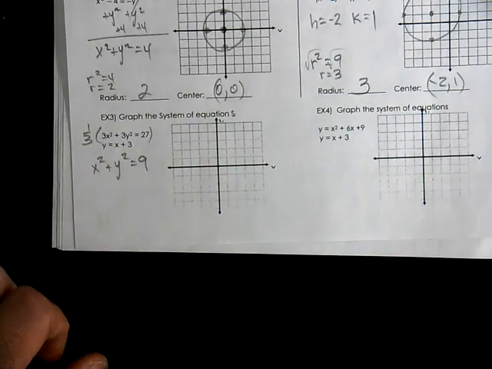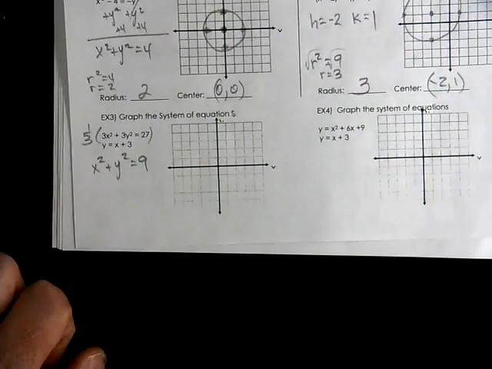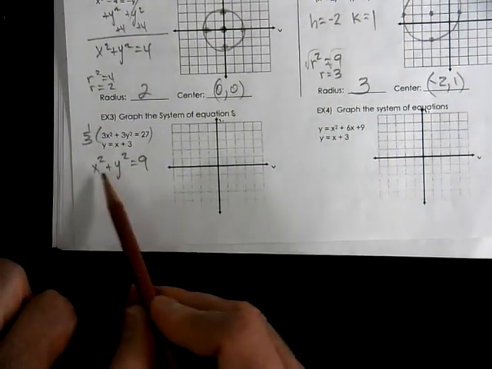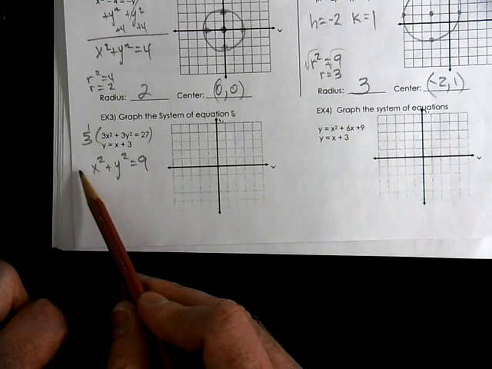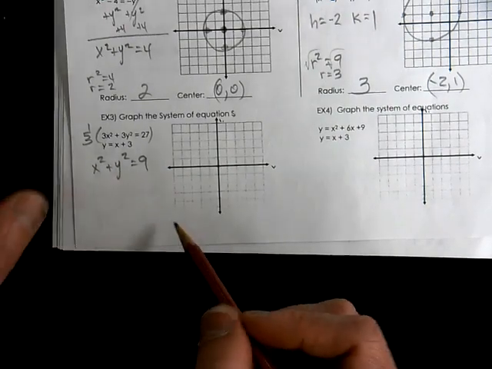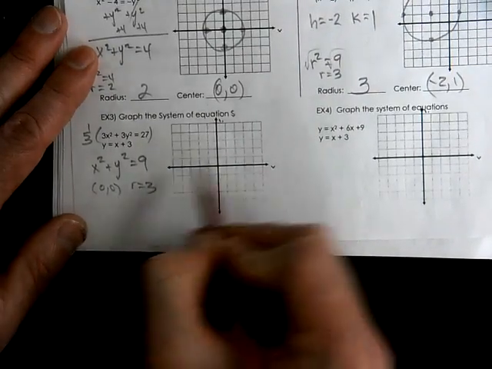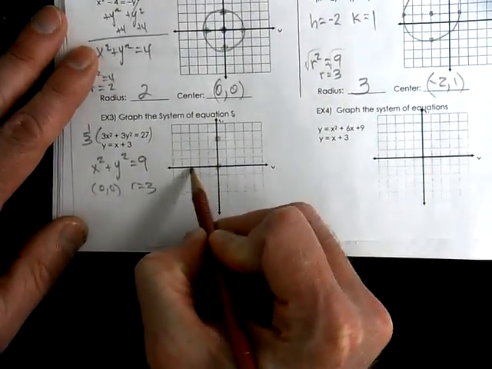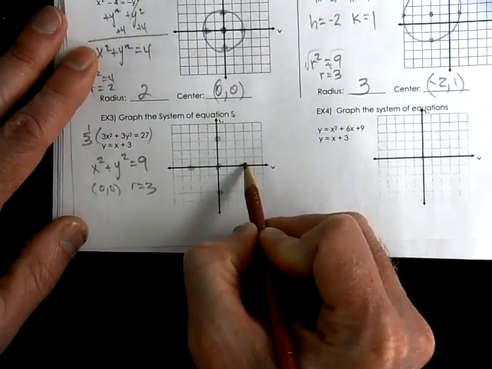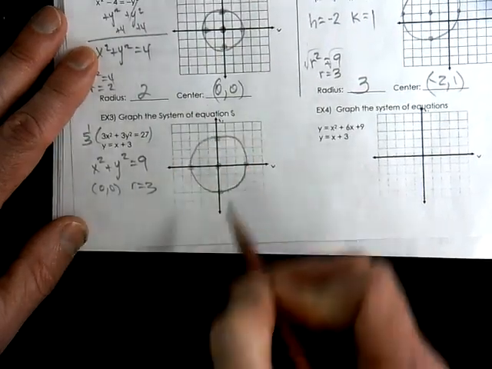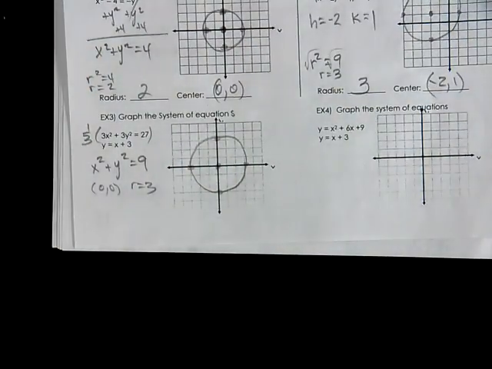It would end up being an ellipse, an oval. One direction would be longer than the other. So we want to be sure we know what we're looking at. They have to be able to be reduced so the coefficients are 1. Now I see that my center is at 0, 0, and my radius is 3. So I get my circle.